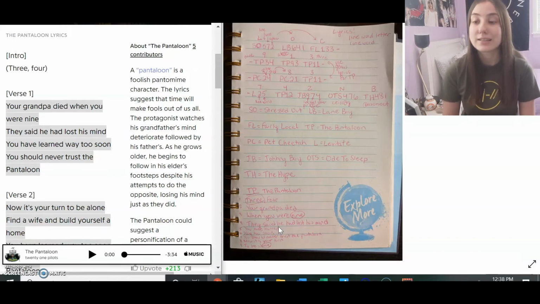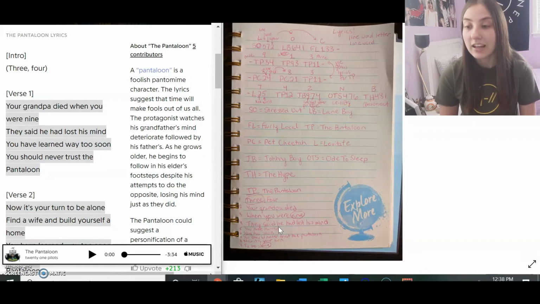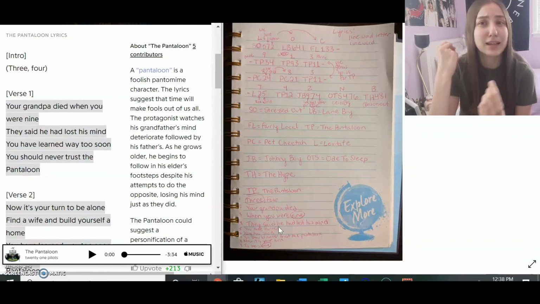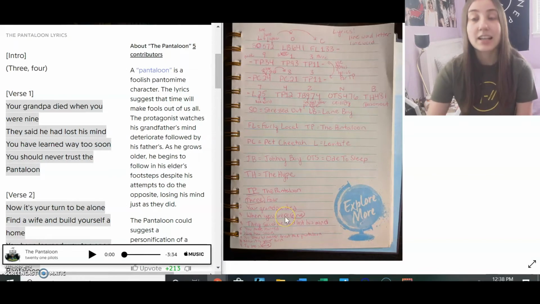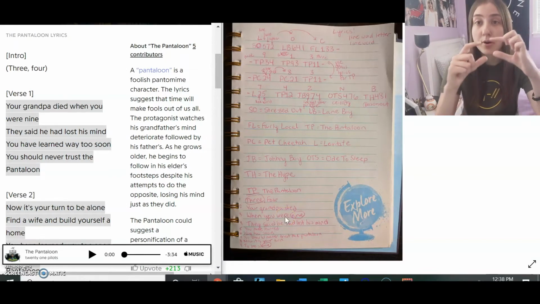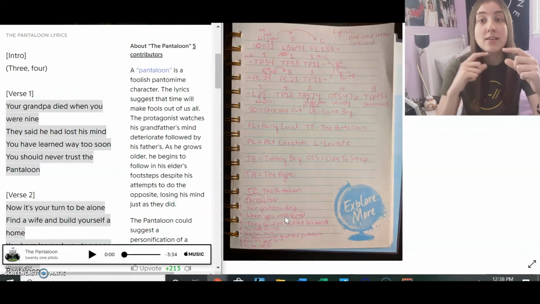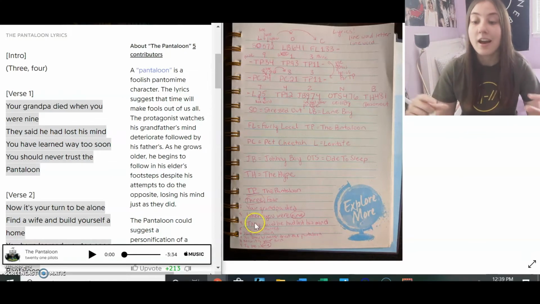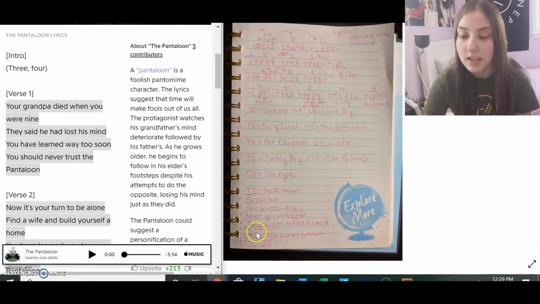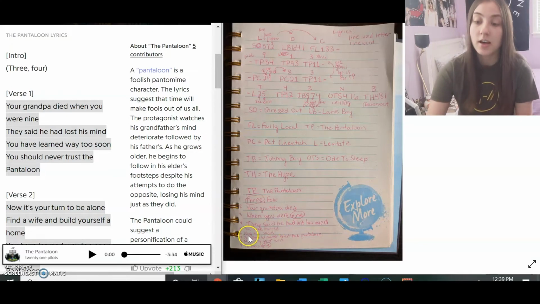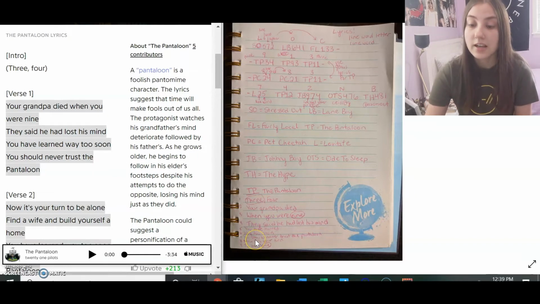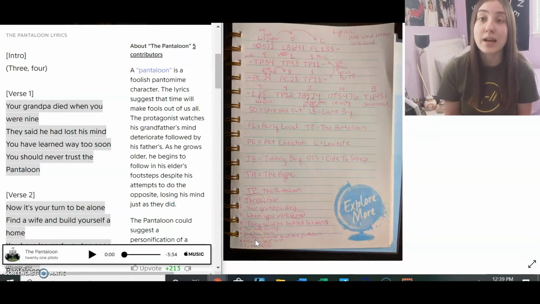I don't know how to explain this, but I have a lot of musical background, so it just clicks in my head that way. If we keep that same thing, splitting up the first line into 2 and leaving the third line together, we then have the same thing for "you have learned." And then the next line, "way too soon." And then the next line, "you should never trust the Pantaloon."